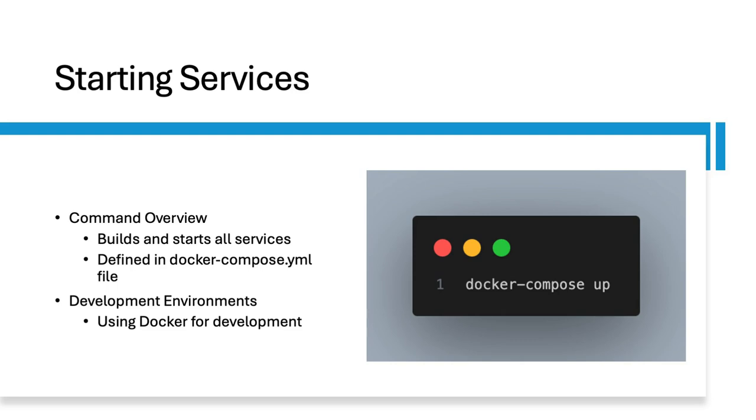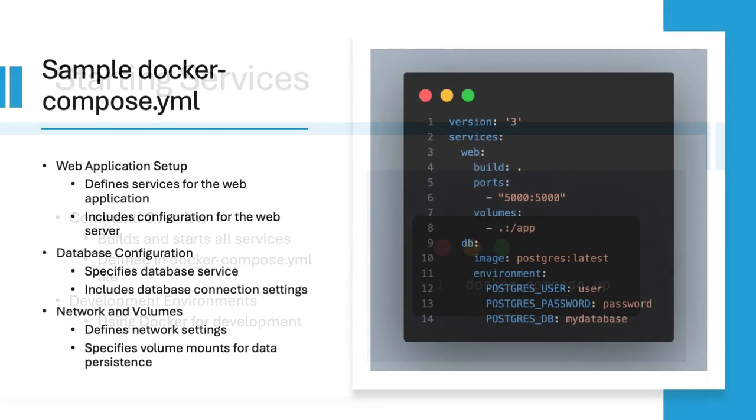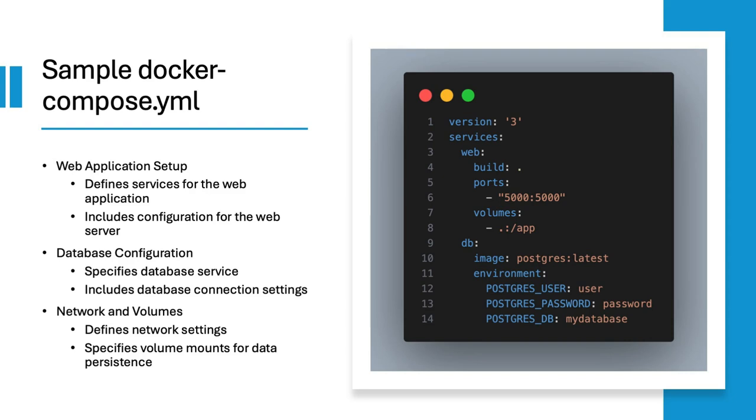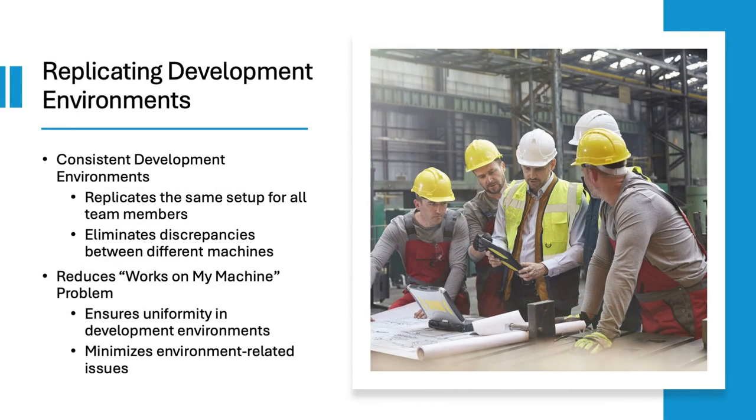Docker is also useful for development environments. Here's an example of a sample Docker Compose file for setting up a web application with a database. It includes services for the web server, database configuration, and network and volume settings. Using Docker helps replicate development environments, ensuring consistency across all team members and reducing the "works on my machine" problem.